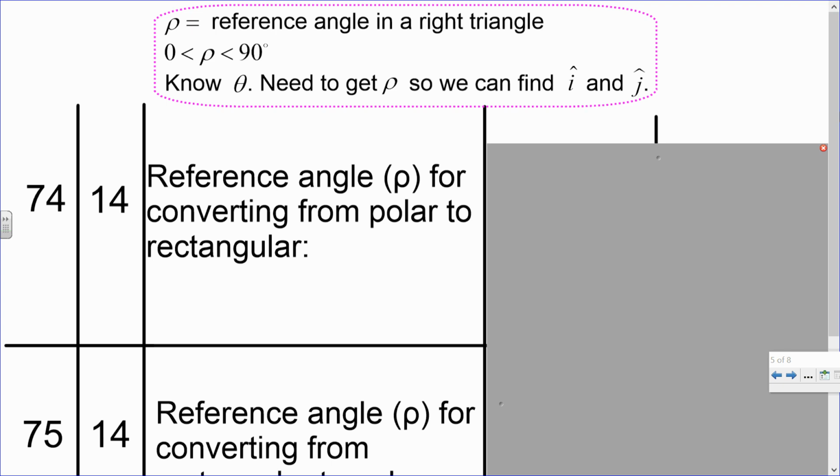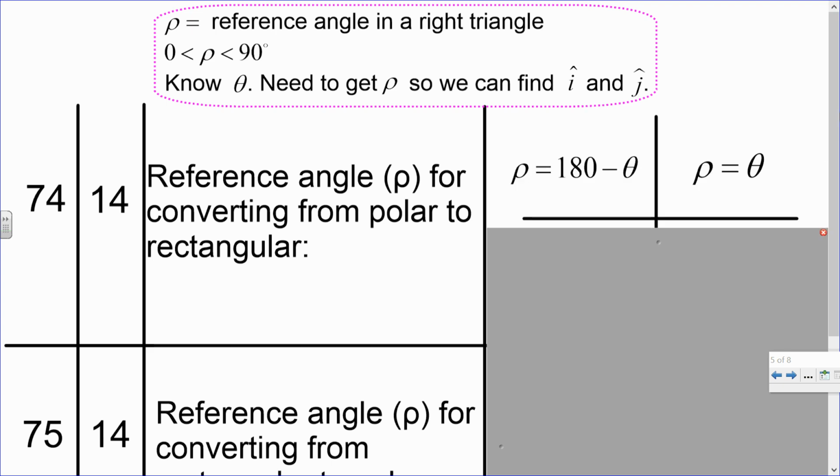So if we are going from polar to rectangular, so we know our theta, whether it's less than 90 or it's in any of the quadrants, we know what that angle is. And we need to figure out how big our reference triangle is, so what is that angle between 0 and 90 that we're going to use in our triangle. If we're in the first quadrant, no problem. If theta takes us here and we draw our triangle, theta and rho are going to be the same thing.